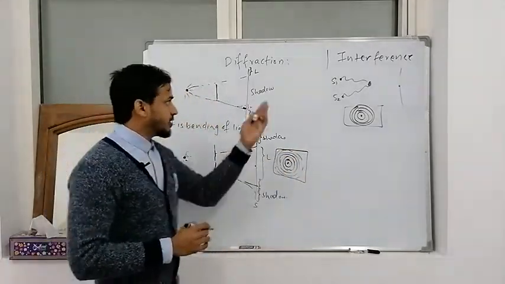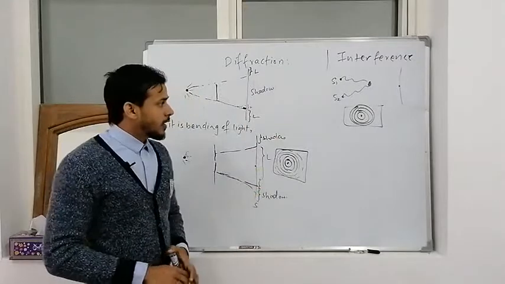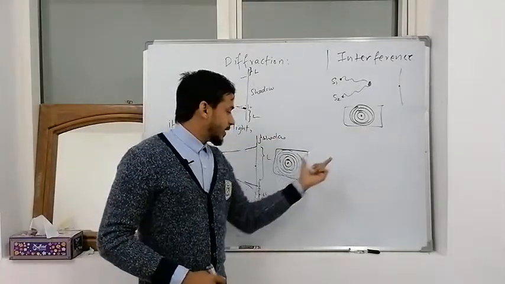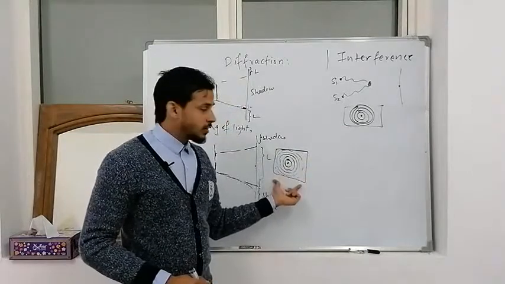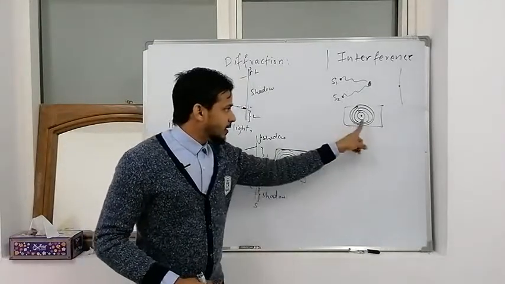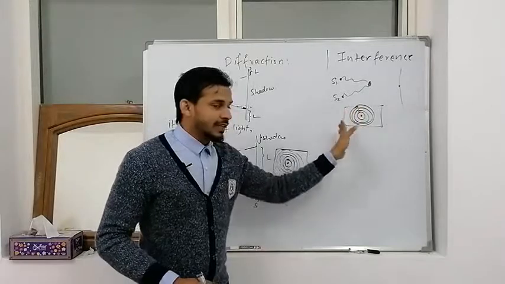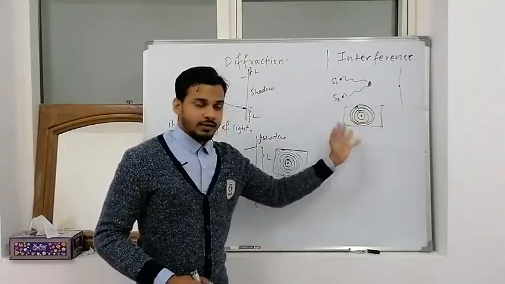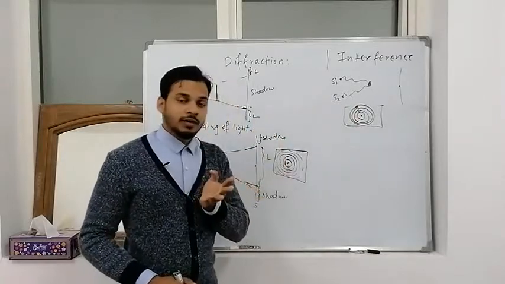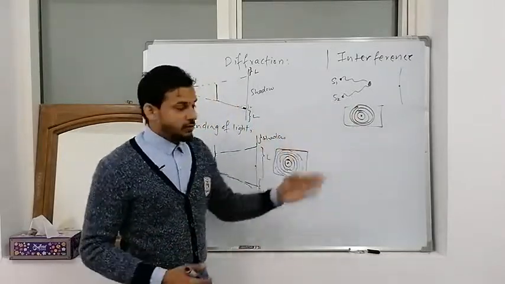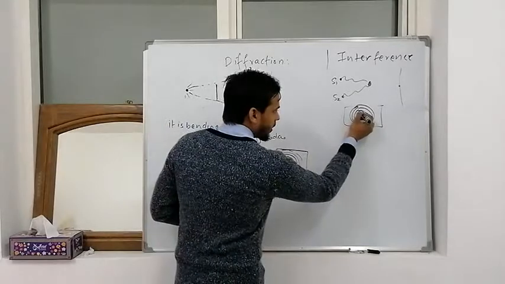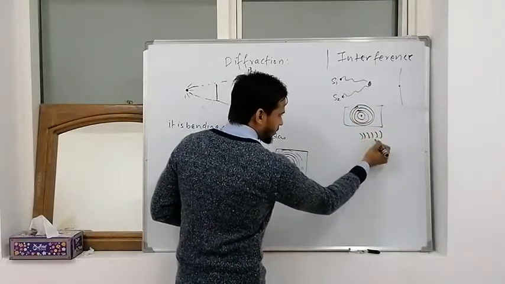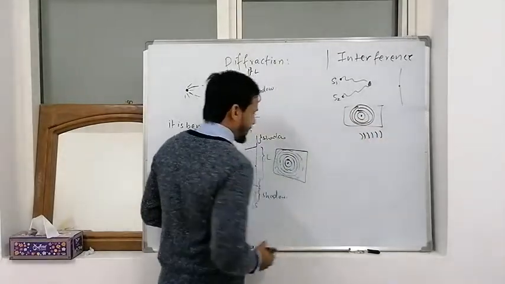What is the difference between interference and diffraction here? In interference you have got a pattern like this, and in diffraction you have got a pattern like this. So the difference is, here you will see exactly dark and exactly bright bands. Bands means, we can say, like bangles. Here the dark means perfect dark, and the bright means perfect bright.